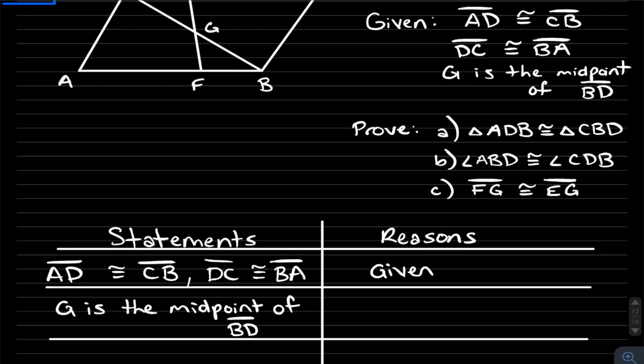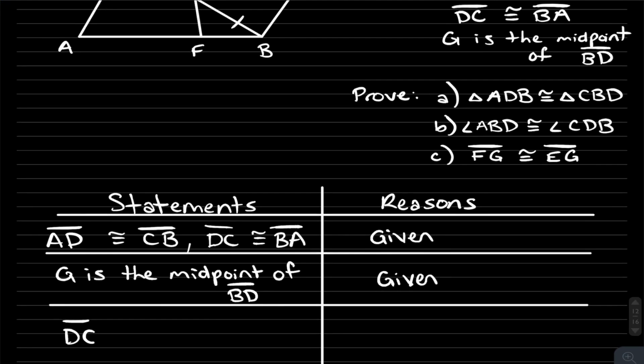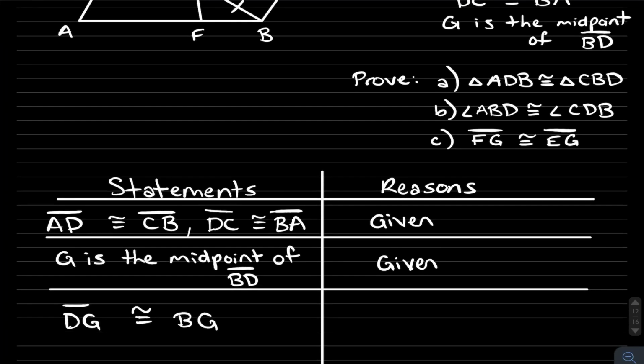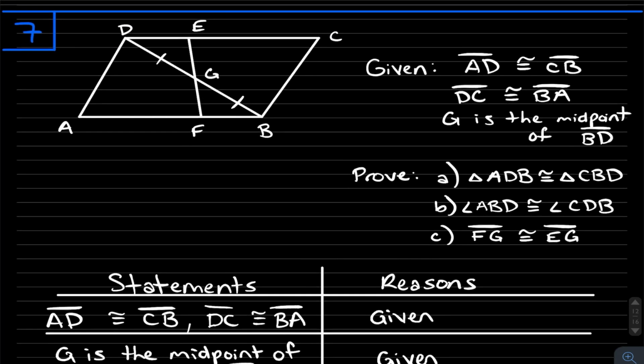What is that telling us? Well, if G is the midpoint of BD, that means that it's splitting BD in half. And so this little part right here is going to be the same length as this little part. So we write it like this. And so we can say that segment DG is congruent to BG. The reasoning for this is the definition of midpoint. That's what a midpoint means.